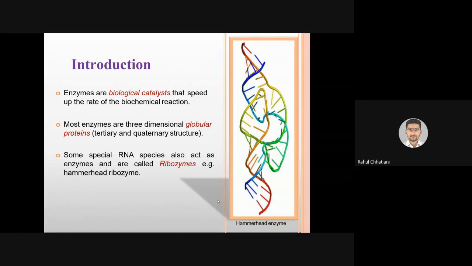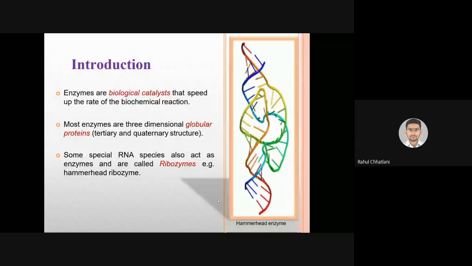Most enzymes are three-dimensional globular proteins. We discussed the types of proteins, and one of them was globular. A globular protein has tertiary and quaternary structures. Again, primary, secondary, tertiary, quaternary. Primary was a single chain, a collection or arrangement of amino acids. There are mainly 20 basic types of amino acids present in the body naturally.